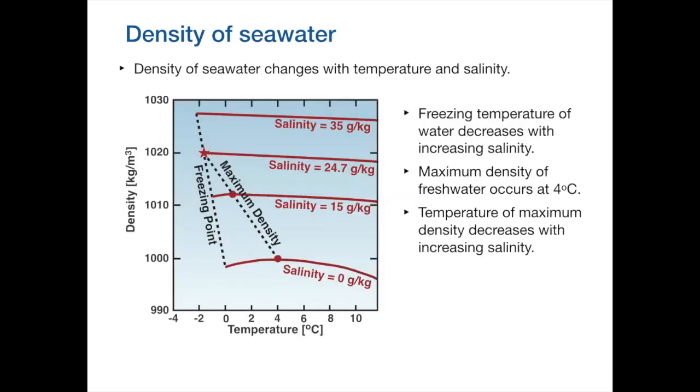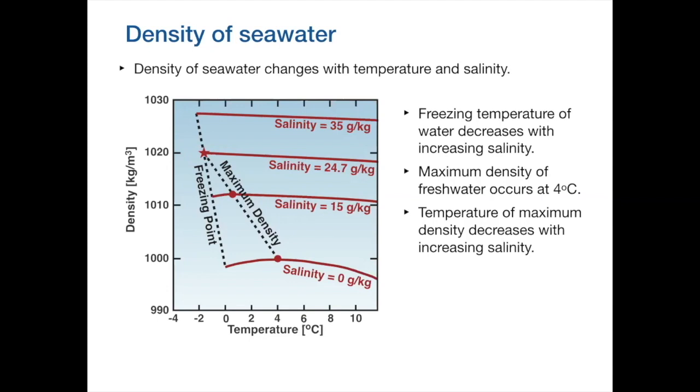The density of seawater depends not only on temperature, but also on salinity. As you can imagine, the density increases with increasing salinity. This is because we're adding salt, so we're adding some mass to the same volume of water. So the more salt we add, the denser the water will become.